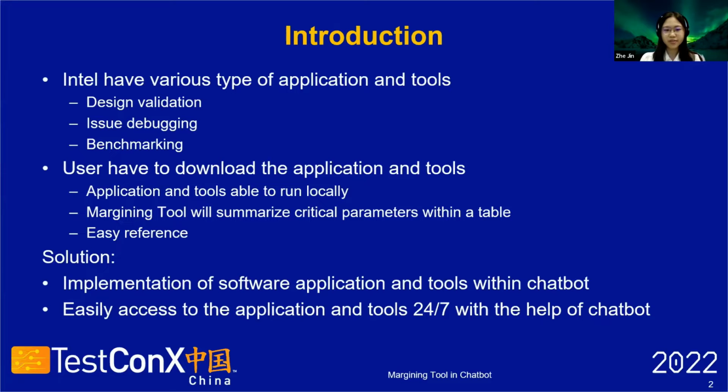How can the users execute the margining tool more efficiently? Our solution is to implement the software application, the margining tool, within the chatbot. By implementing this, the users only need to execute 2 simple steps to get their desired output. First, enter the chatbot, and then secondly, ask the chatbot to use the margining tool for analysis. The margining tool will summarize the critical parameters within a table for users' easy reference. Besides, with the help of chatbot, the users can easily access the application and the tools all the time. Moving on to the next slide.